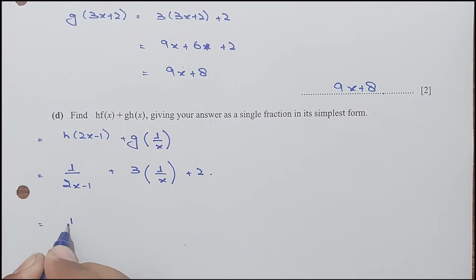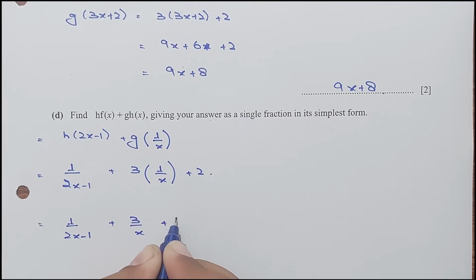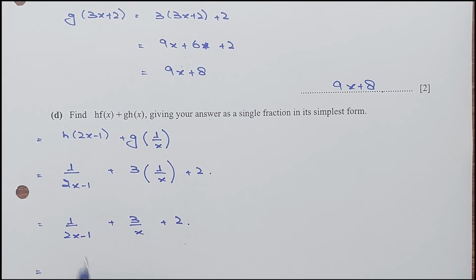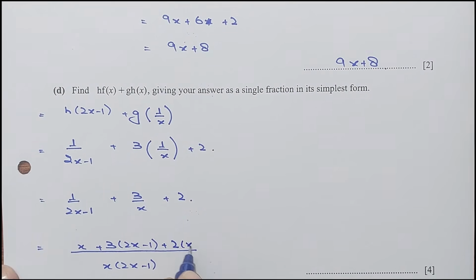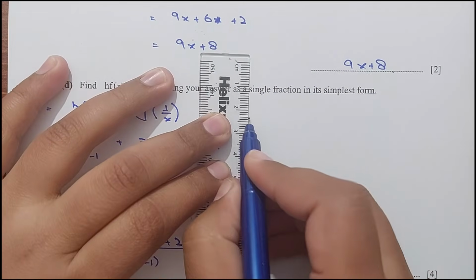So this is 1 over 2x minus 1, plus 3 over x, plus 2. So we have to take an LCM of x and 2x minus 1, and the LCM should be x times 2x minus 1. So 2x minus 1 is already present. We have x here, x is present, so 3 is multiplying with 2x minus 1. Plus 2, both are absent, so x is multiplying with 2x minus 1. Let me do further simplification over here.